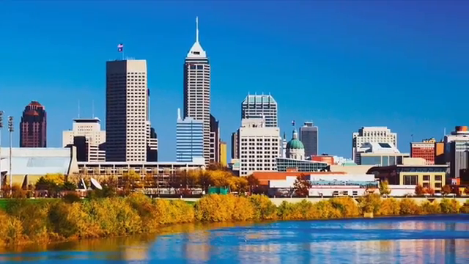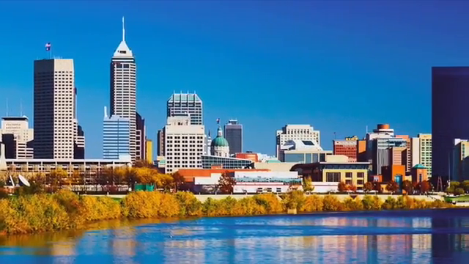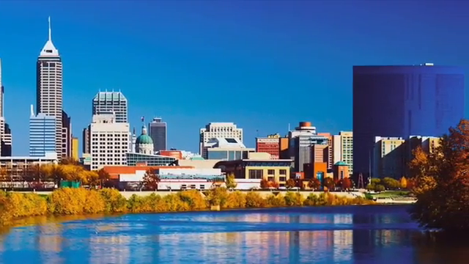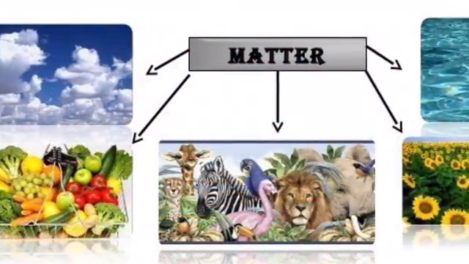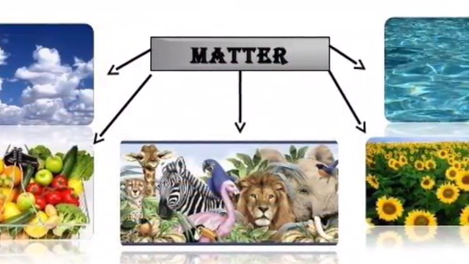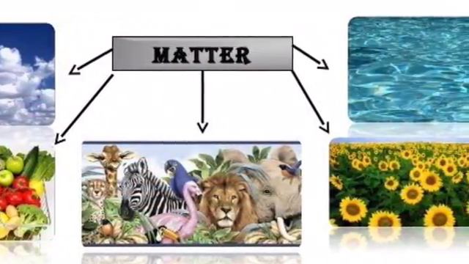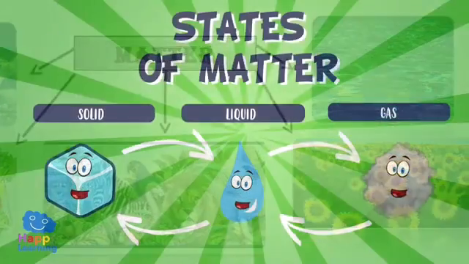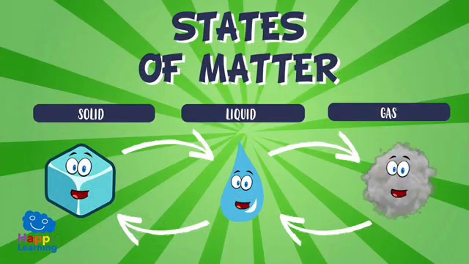Everything around us is made up of matter. Can you say matter? Matter is anything that takes up space. It can be anything that you can touch, see, or even smell. Matter can be in different forms, or as we call them, states. There's solid, like an ice cube, liquid, like water, and gas, like the air that we breathe.